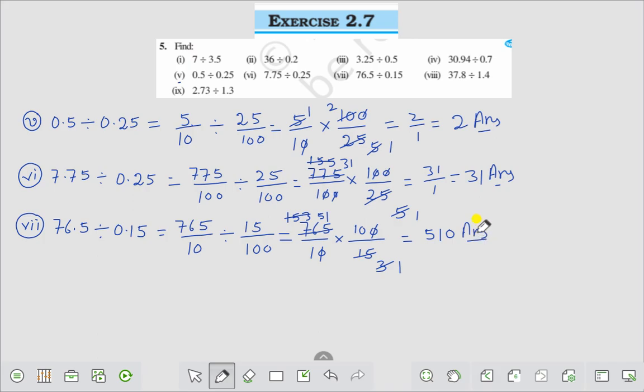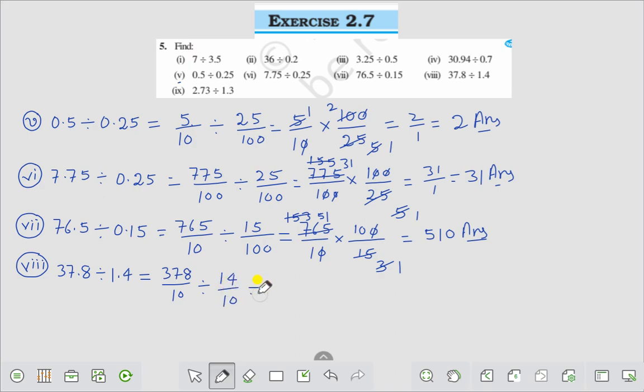Now question number 8. Question number 8 is 37.8 divided by 1.4. First of all, you have to change the decimal into fraction. That is 378 by 10 divided by 1.4, that is 14 by 10.